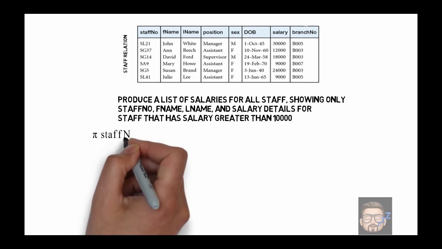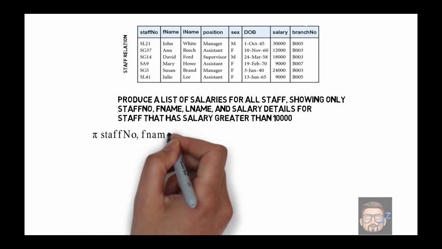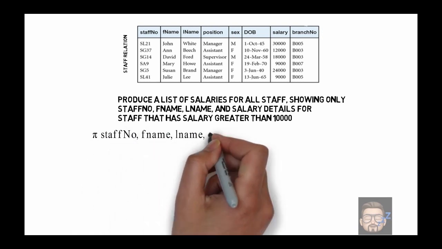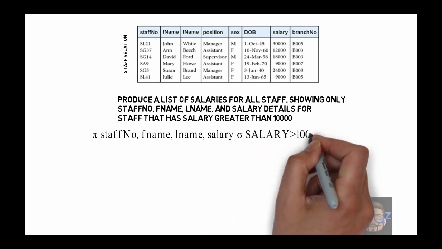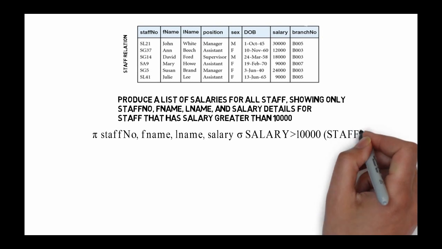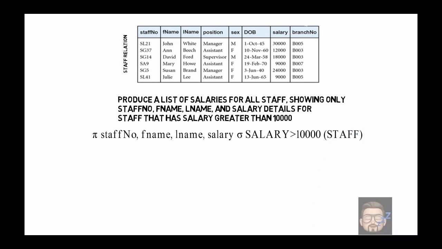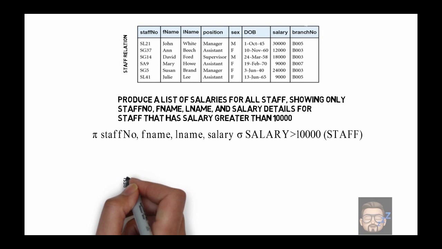We will now project staff number, first name, last name, salary. We will do a selection of salary greater than 10,000 from relation staff. Remember, the relation name has to be inside the parenthesis. And this is the result that you should get.